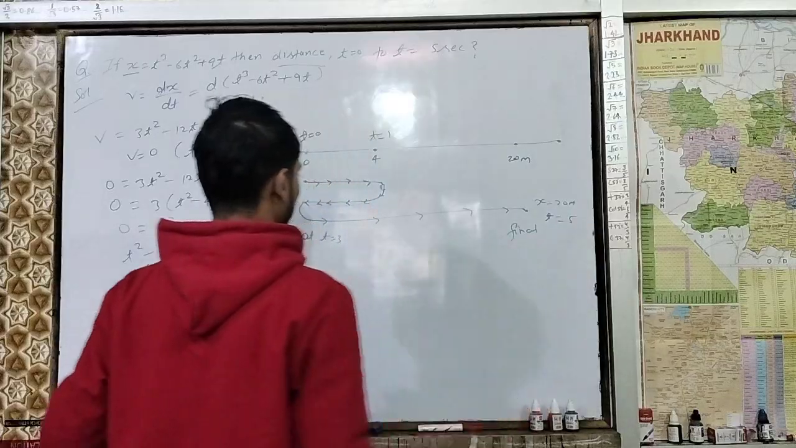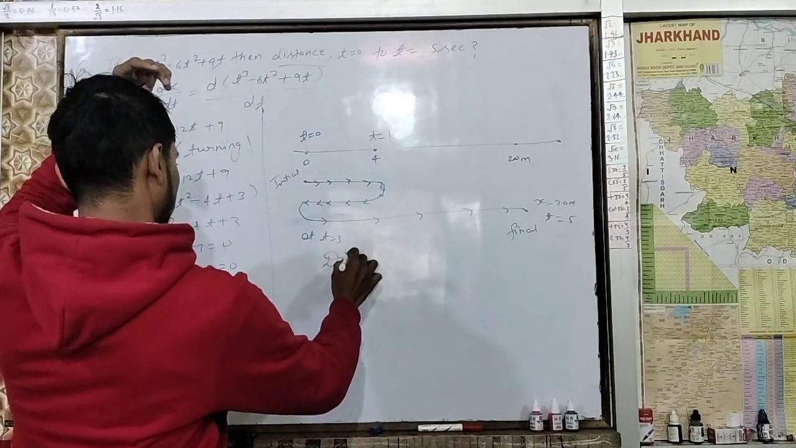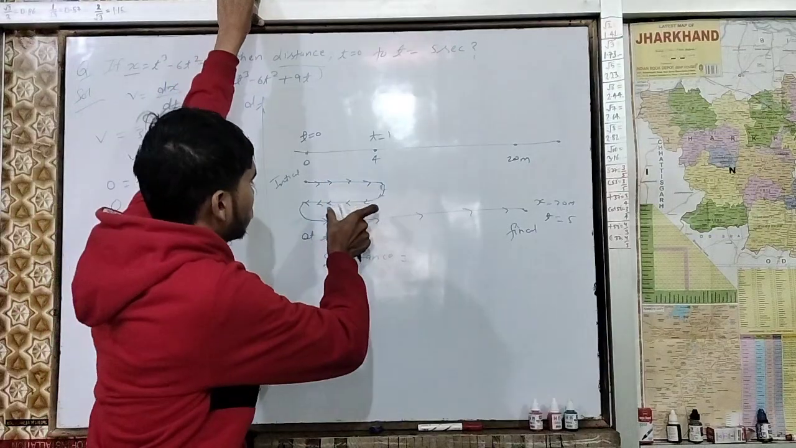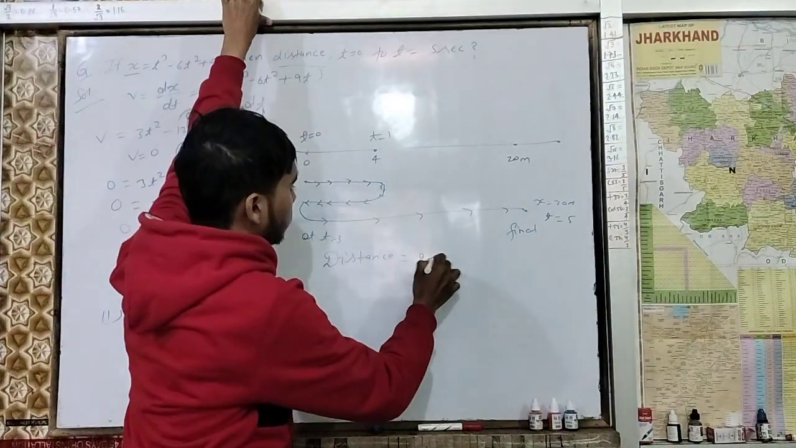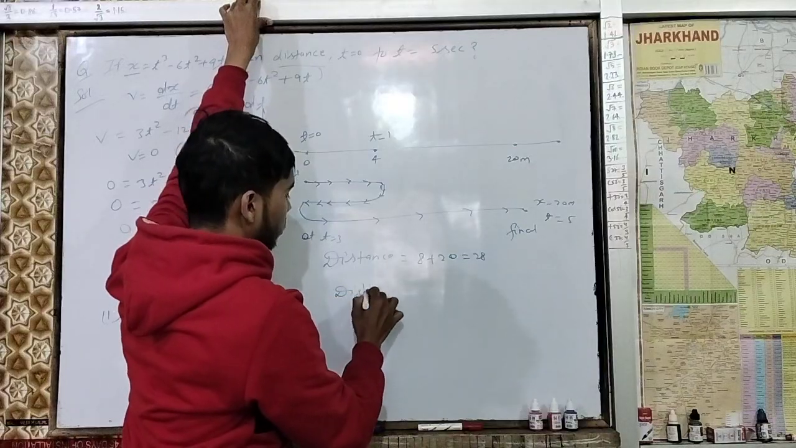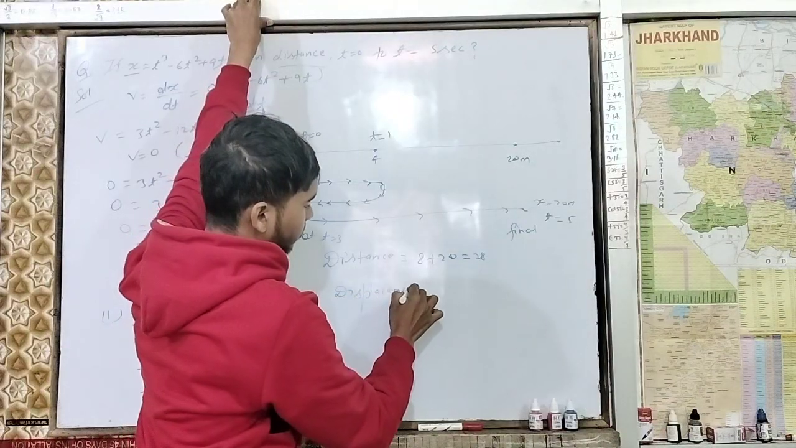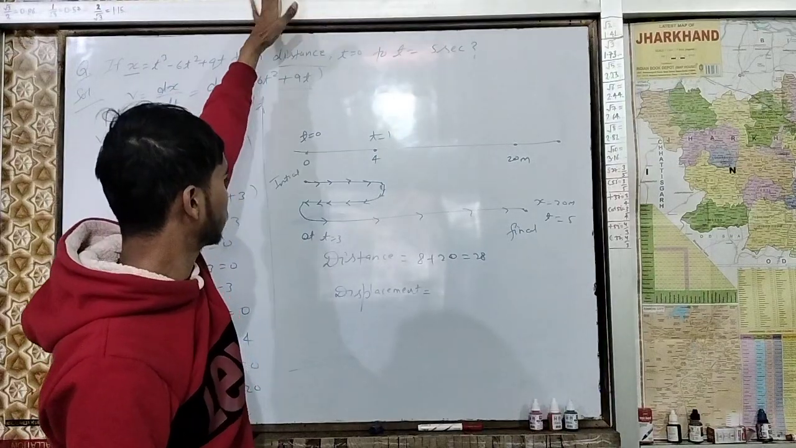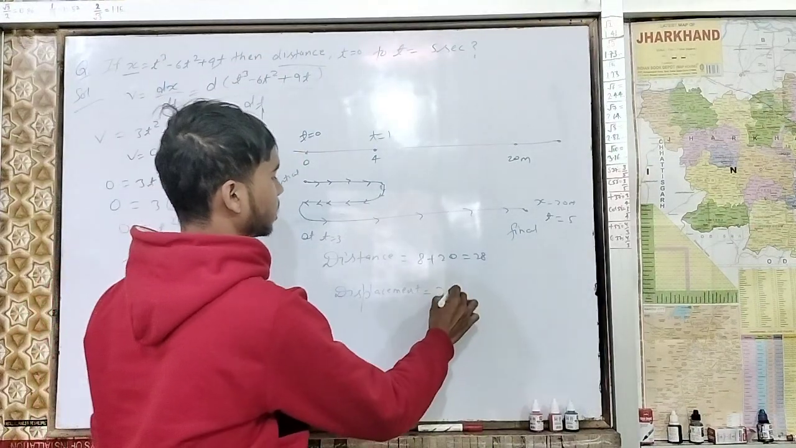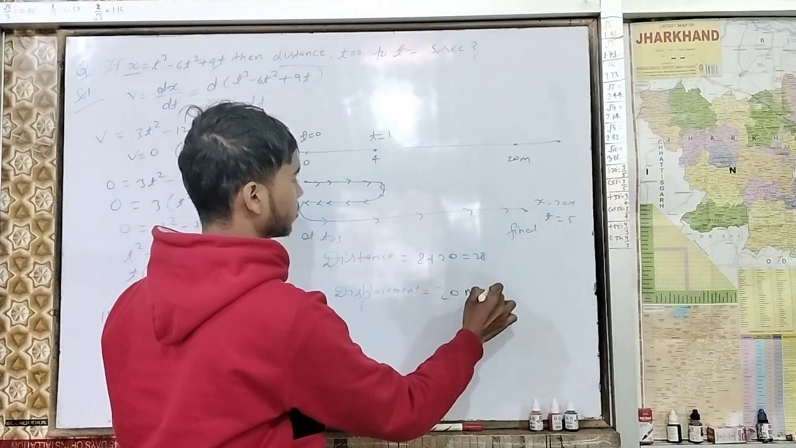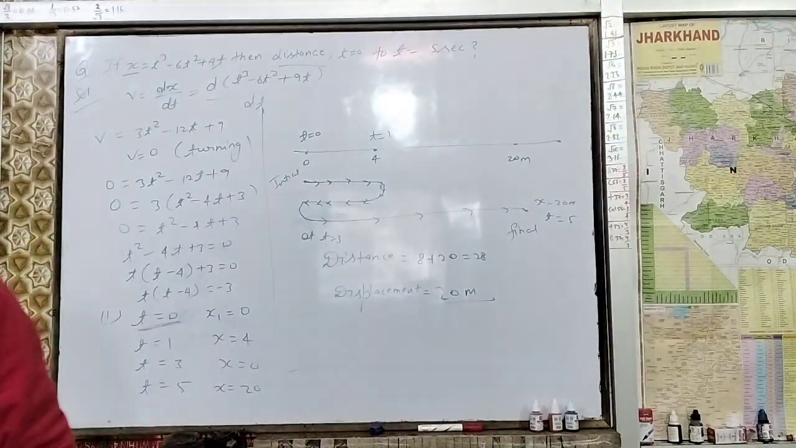So distance will be this 4 plus 4 is 8, plus 20 will be our 28. Displacement will be from initial to final, which is 20. 20 meter.